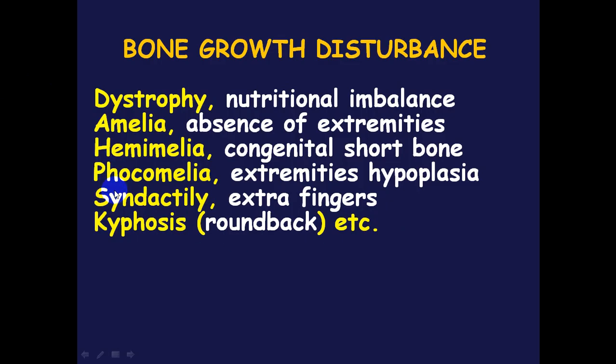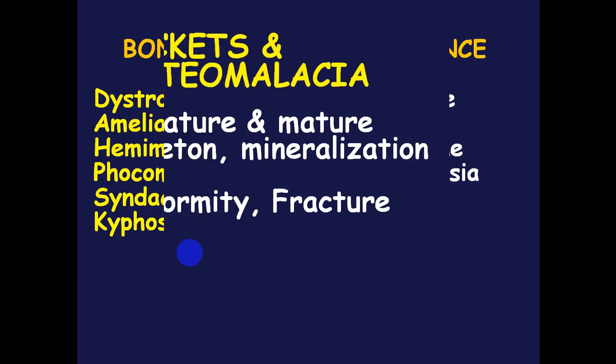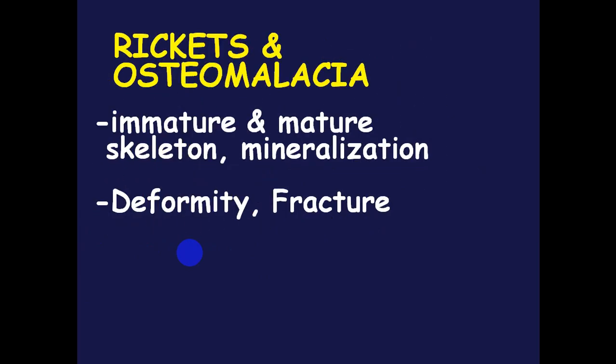There are also kyphosis and lordosis. You know kyphosis. Kyphosis is a round back. It means a hunchback. So this kyphosis is usually caused by some lesions or disturbance in the growth of the vertebrae. And the most important lesions that can be found in bone are rickets and osteomalacia.